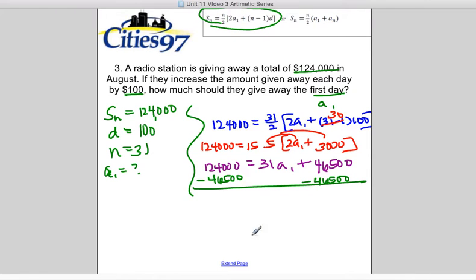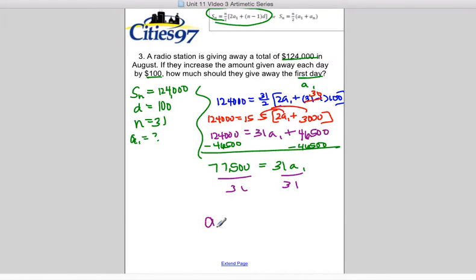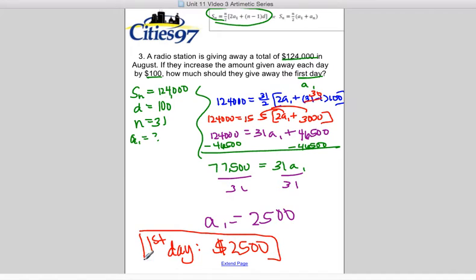And you are left with 77,500 equals 31a sub 1. Divide by 31. And a sub 1 is equal to $2,500. Okay, so on the first day, the radio station should give away $2,500. All right, that is example 3.